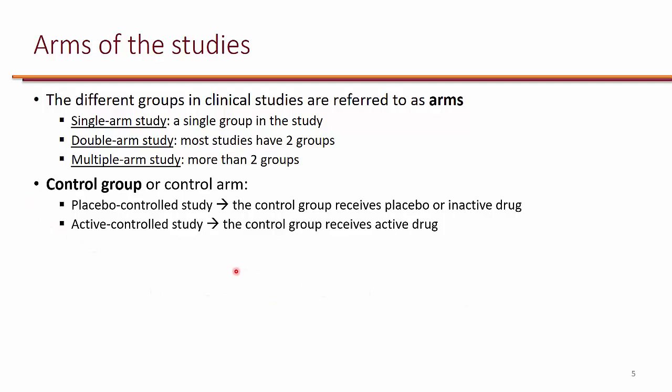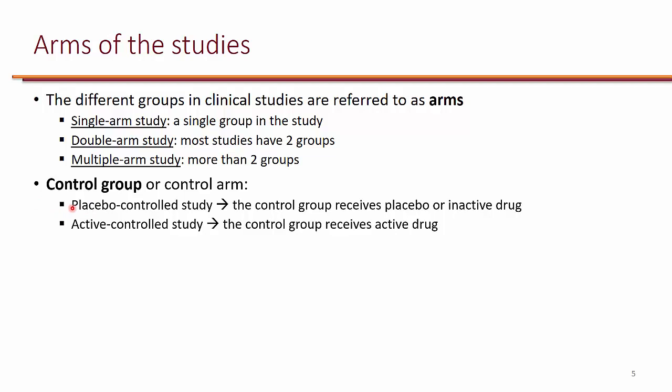Now, ideally, in a study, you would like to have a control group. So, depending on the study, some studies are placebo controlled. So, if it's placebo controlled, your control group will receive placebo or inactive drug. Or if it is an active controlled study, your control group will receive active drug. And you might ask, so how do you know between the two? So, for example, if there's a disease that we don't really have a treatment for, and a drug manufacturer is actually trying to bring a new drug to the market, since there is no standard of care, your control group will receive placebo because we don't really have anything to treat it.